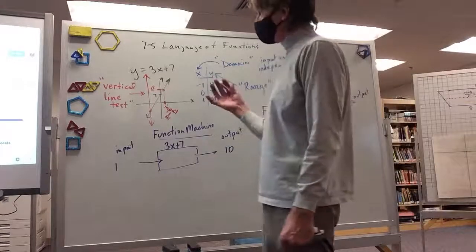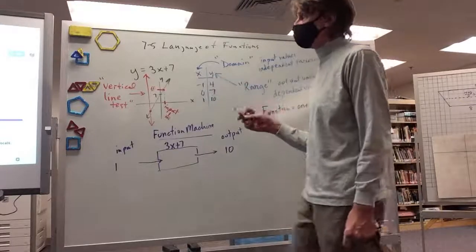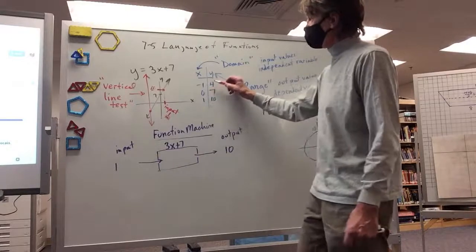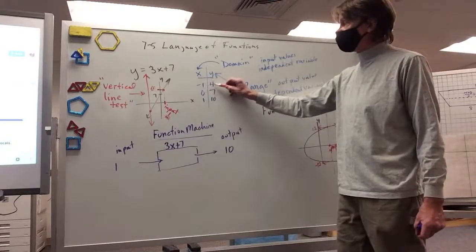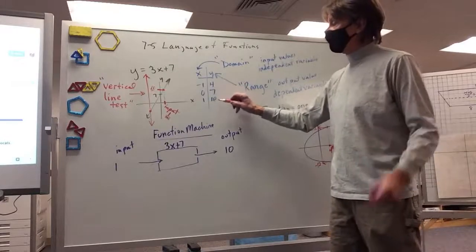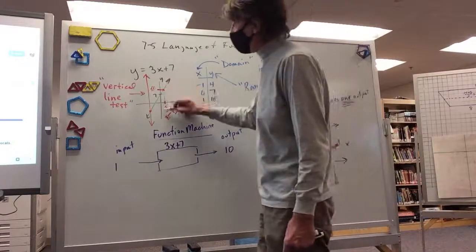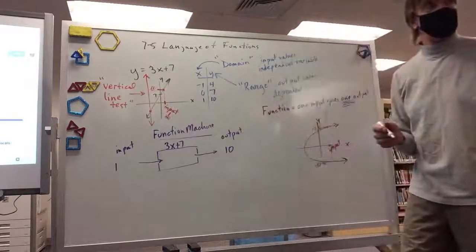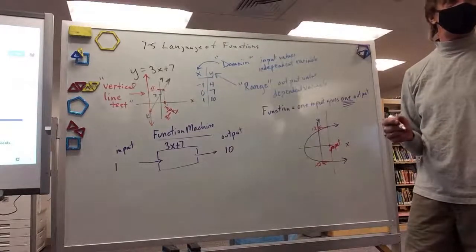So we can check to see if something is a function by doing several things. We can look at the domain and make sure that each value in the domain has only one output or one range value. We can draw a vertical line through the graph and see that it only intersects in one point. That's another way we can do it.